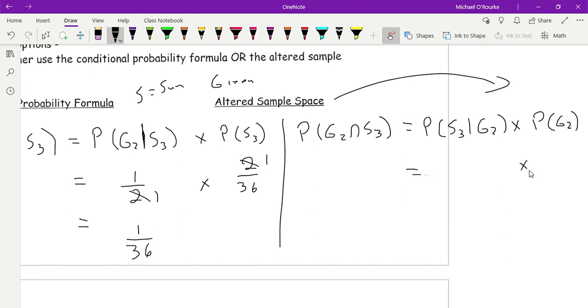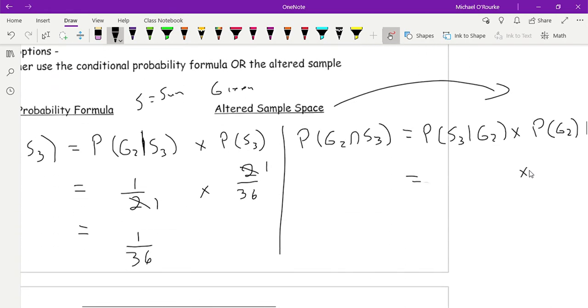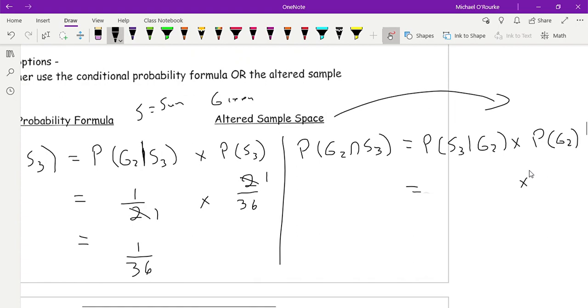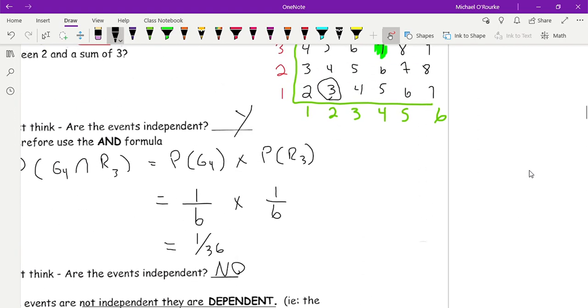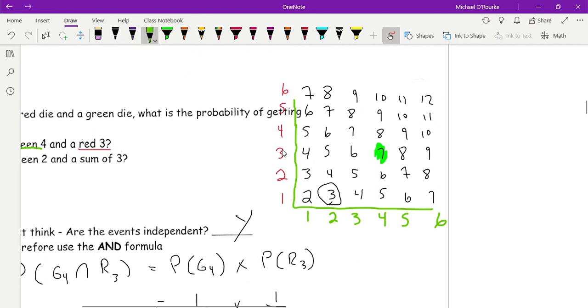Okay, what's the probability, if we take a look at our big chart up here, what's the probability of having a green 2 in our chart here? All these ones have a green 2. So that's 6 out of 36 altogether. Okay?